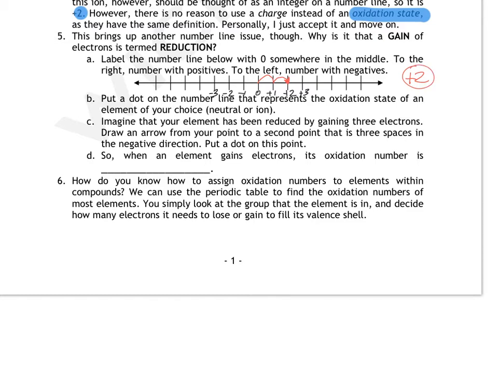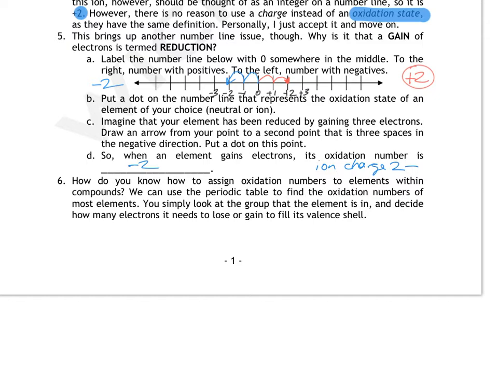number line. So if an element gains 2 electrons, it would be basically the opposite. So it would go from here to there, which would be a negative 2. So when an element gains 2 electrons, its oxidation number is negative 2, and its ion charge, or its charge, would be 2 minus.